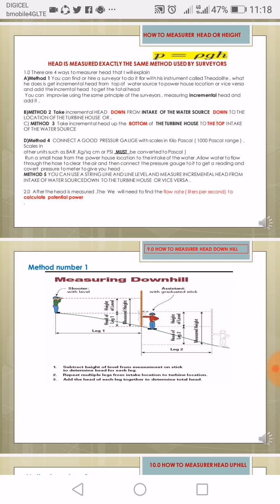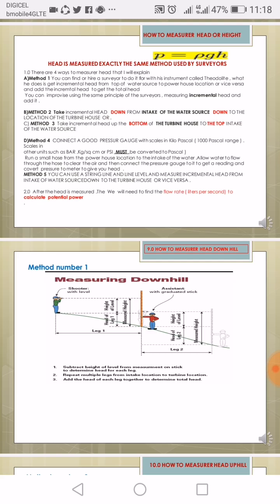Now when the water has come out and finished, you knock out the air, then connect the pressure gauge. Now you take one reading. This reading is in pressure, and you convert it into head using tables.